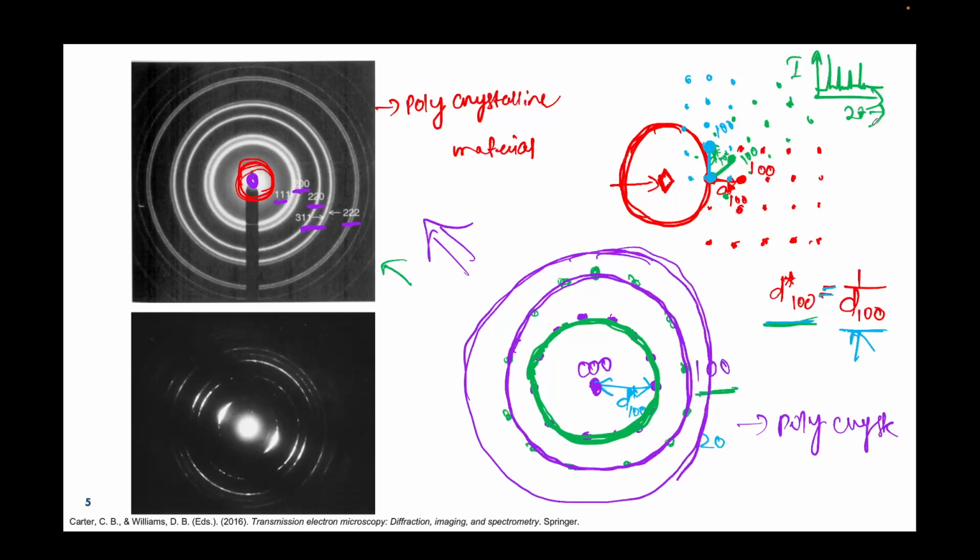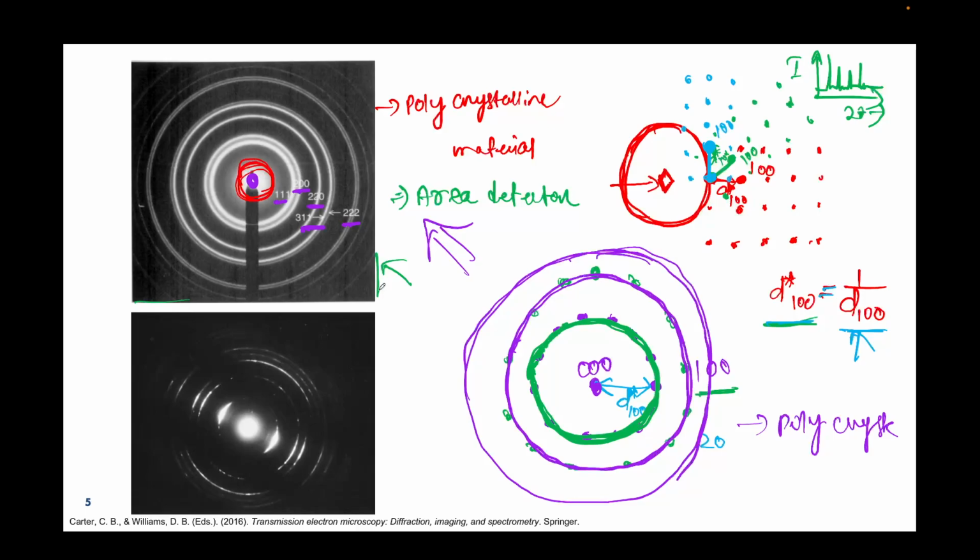But does that mean we are doing something wrong? The answer is no. Why? Because in X-ray diffraction, it all depends on the detector that you want to use. Here in transmission electron microscopy, we are using an area detector. That means it is giving us information in the x direction as well as in the y direction, in both directions.